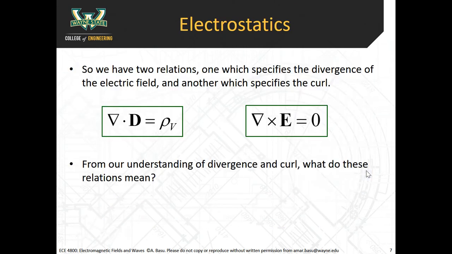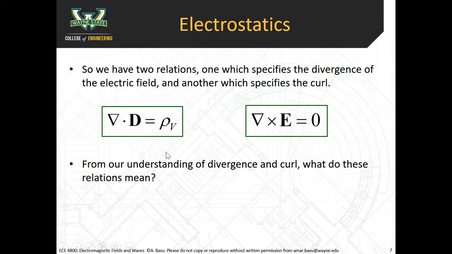All right, so we looked at these fields and we wanted to develop an intuition of what these equations were. All right. Del dot D is equal to rho V. The intuition behind that is that whenever you have a charge, rho V, the field lines radiate away from that charge.